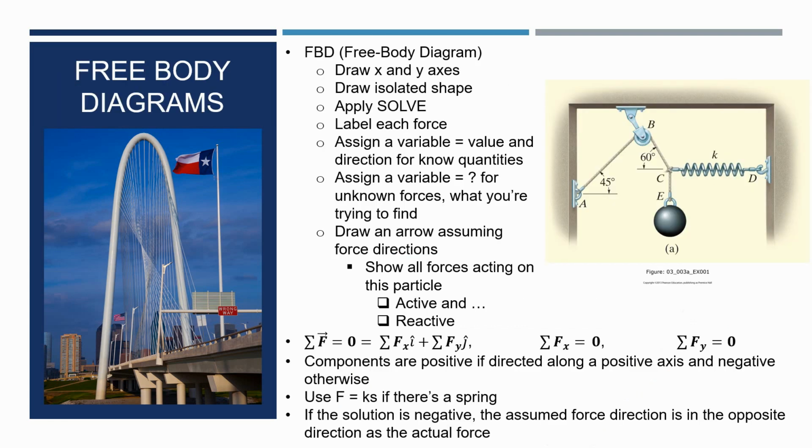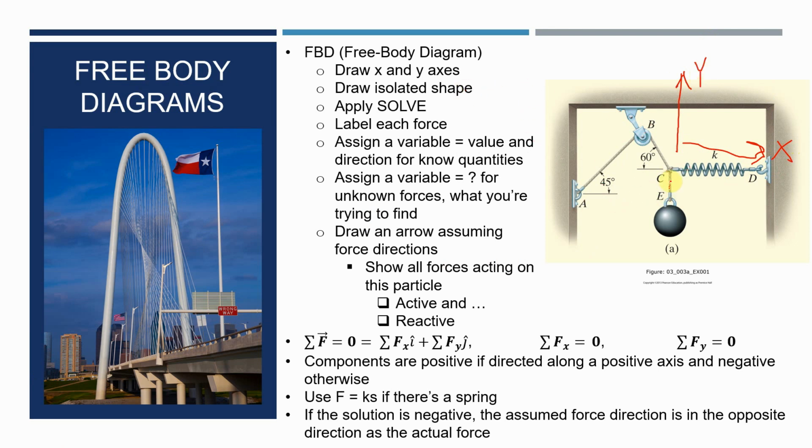Free body diagram, how to make it. So draw the X and Y axis. So in this case, we can draw an X-axis like so. Ooh, what a rotten axis. K is a spring constant in this case. Draw your axis on the diagram, whatever diagram you're working with.